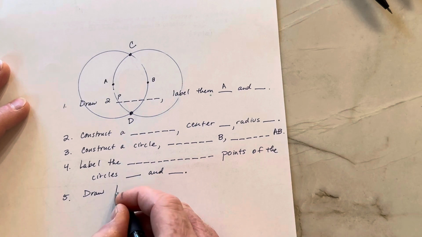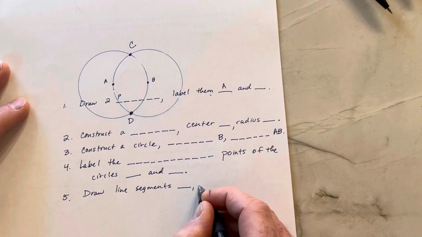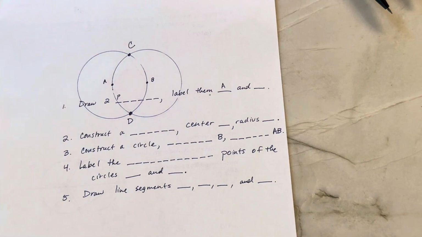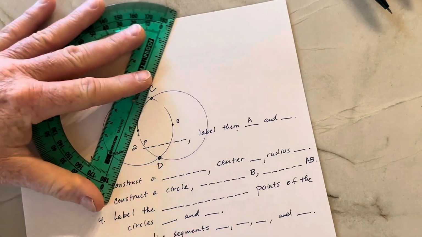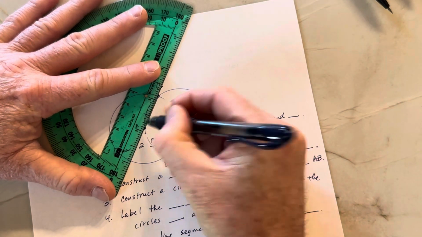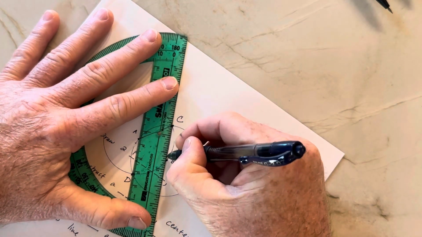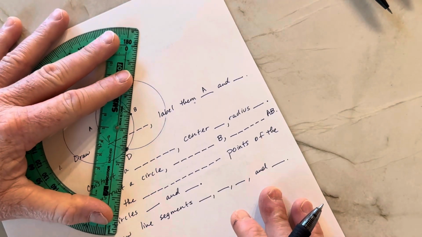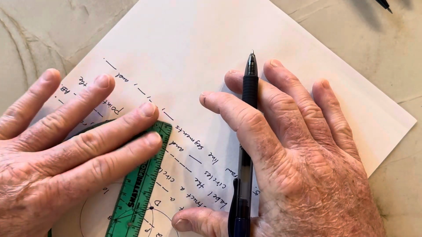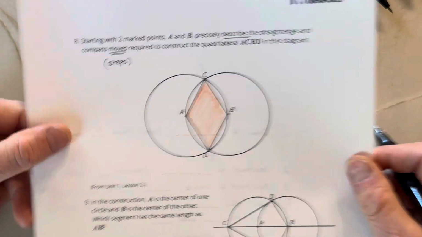Draw line segments blank, comma, blank, comma, blank, and blank. Here they are. What's this line segment called? What's this line segment called? What's this line segment called? Here, what is this line segment called? We'll just use the same color. There we go.